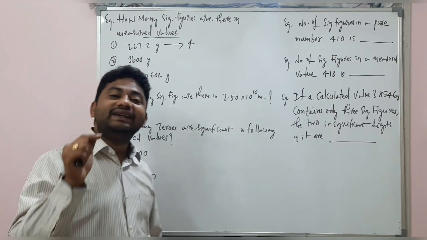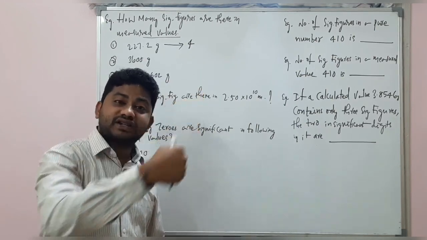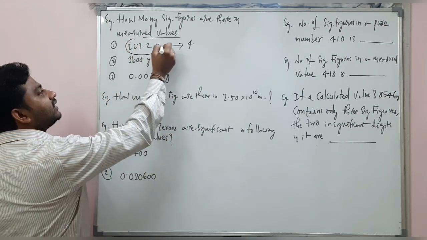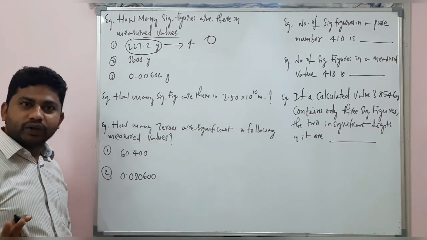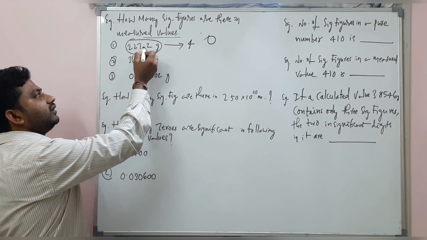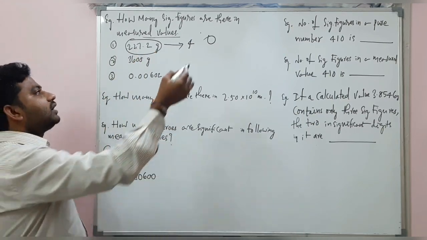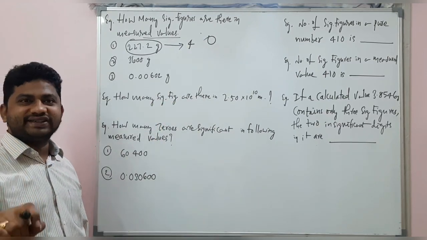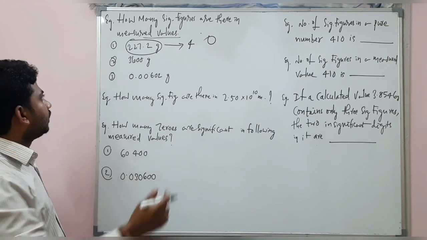Sometimes the question can be asked this way: how many insignificant figures are present in the measurement? How many insignificant figures are here? 0. Got the point? Significant figures are 1, 2, 3, 4 according to the rules. Insignificant figures are 0, because all non-zero digits are significant. Alright? Number 2.